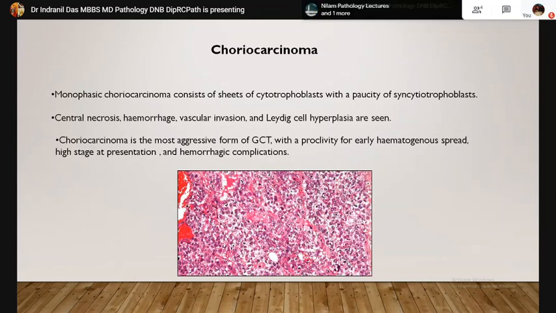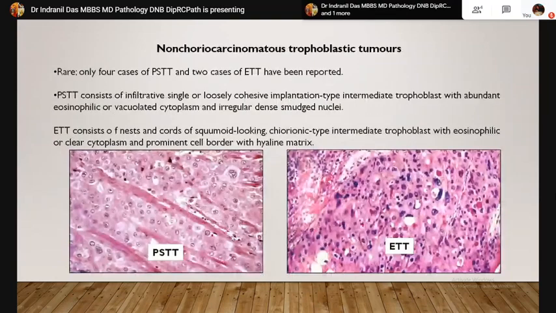Choriocarcinoma is the most aggressive form of germ cell tumor. They have a proclivity, a tendency, of early hematogenous spread, higher stage at presentation, and hemorrhagic complications. Now, as I said, the non-choriocarcinomatous trophoblastic tumors are new entrants under the spectrum of trophoblastic tumor of testis. The placental site trophoblastic tumor and the epithelial trophoblastic tumor are two non-choriocarcinomatous trophoblastic tumors.